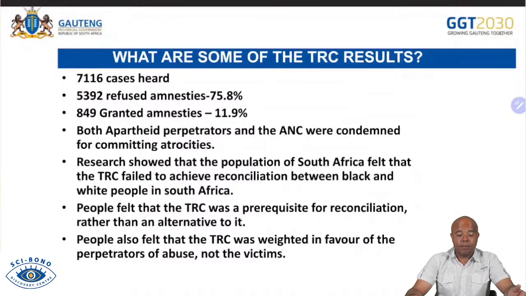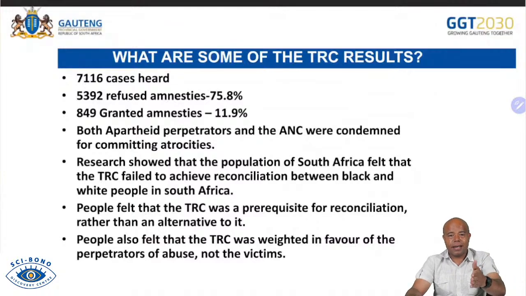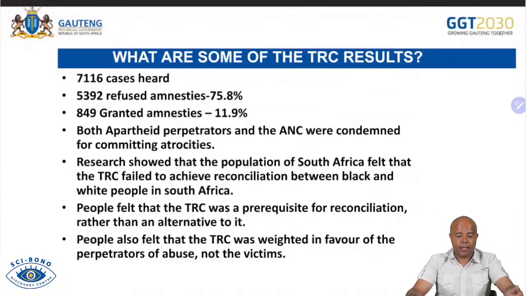So 7,116 cases were heard. Then 5,392 were refused amnesty. So that means now 75.8% of the applicants were refused amnesty. So those 5,392 that were refused amnesty would now go to the civil court. So when we talk about civil court, they would now stand in line to be prosecuted by the criminal court, basically.